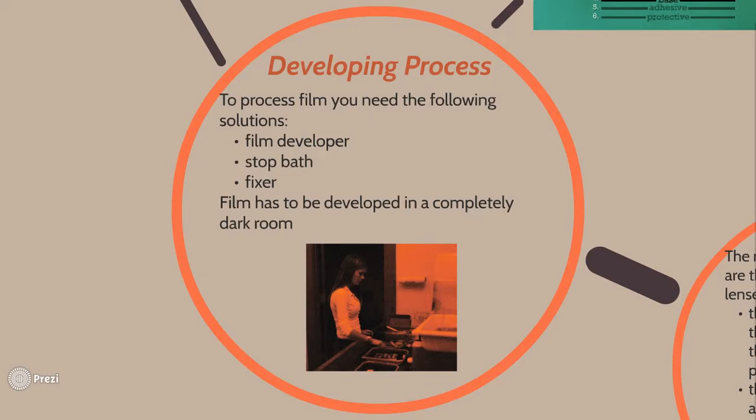Developing process. To process film, you would dip the film in each of the following chemicals: film developer, stop bath, and fixer. Film has to be developed in a completely dark room. A red or green light can be used to see.